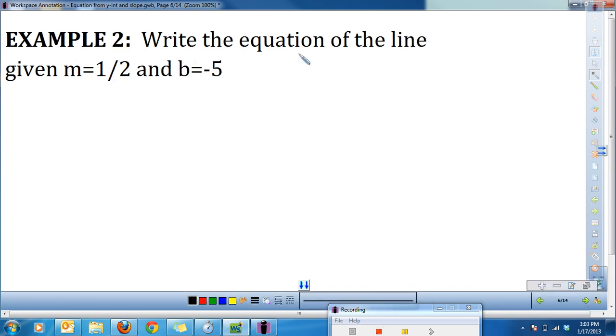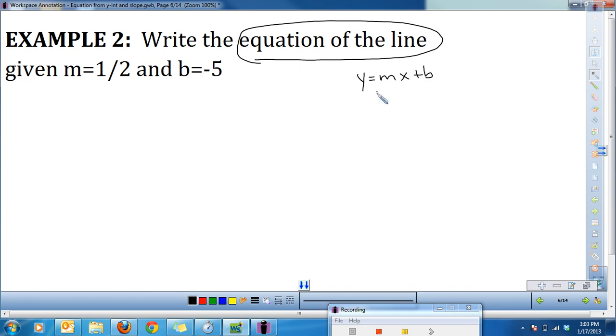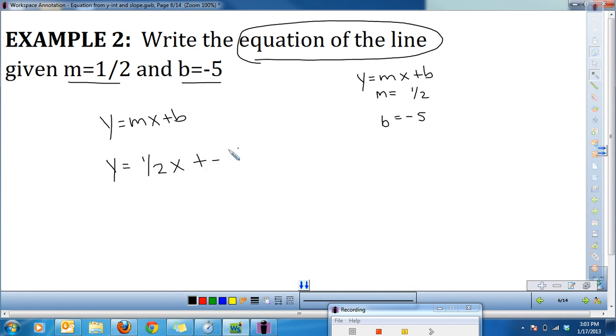Let's do another example. It says write the equation of a line. So I know that my equation is going to look like y equals mx plus b. I know I need two things to do that. I need an m and I need a b. So let's see what they give us. It says given m is 1/2, so m is 1/2. And given that b is -5, so b is -5. So if I'm going to write my equation, y equals mx plus b, remember your y and your x stay, so y equals 1/2 x plus -5.